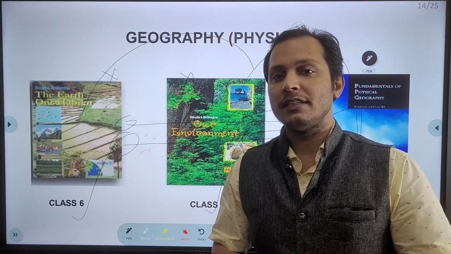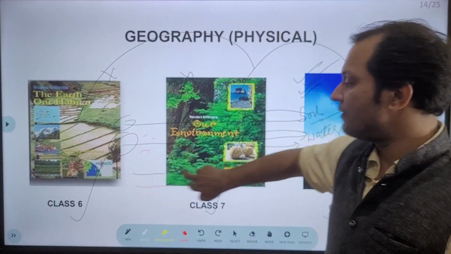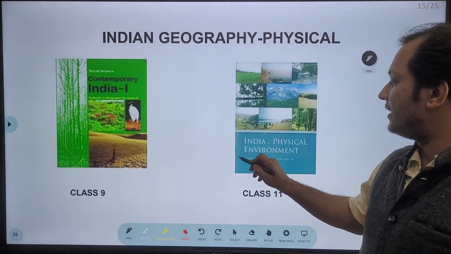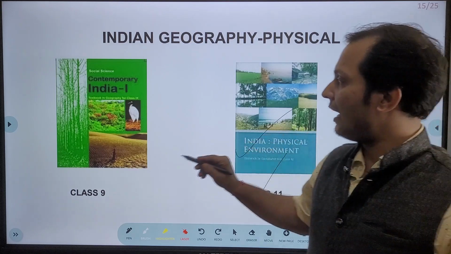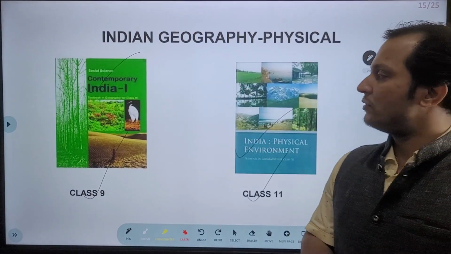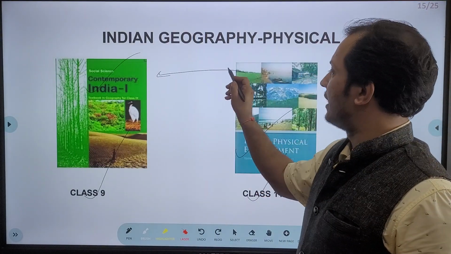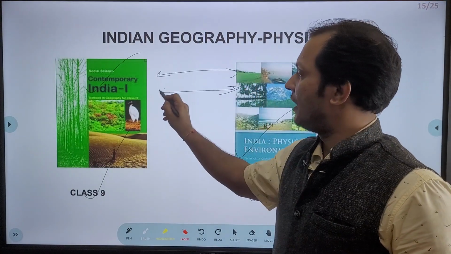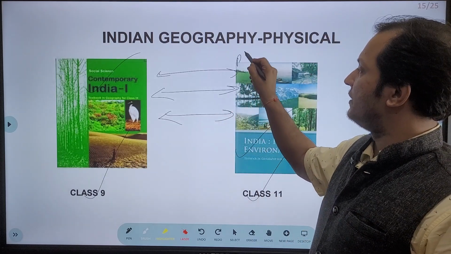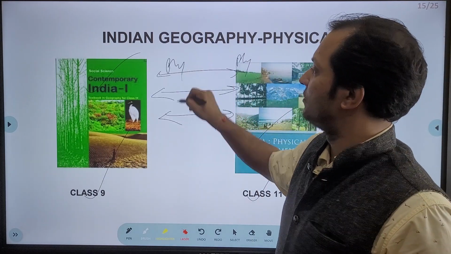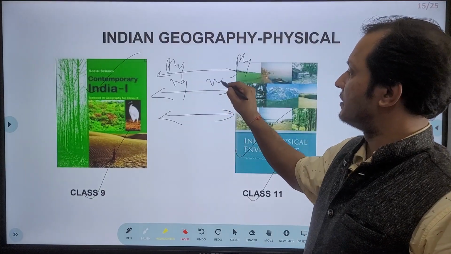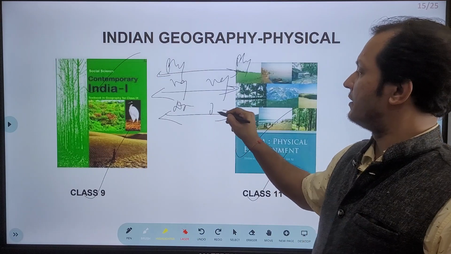Similarly, as far as Indian physical geography is concerned, again we have Indian physical geography class 11th and Contemporary India class 9th. You can see all the chapters have similarity. Physiography is here also, physiography is here also. Then vegetation is here also, drainage is here also.